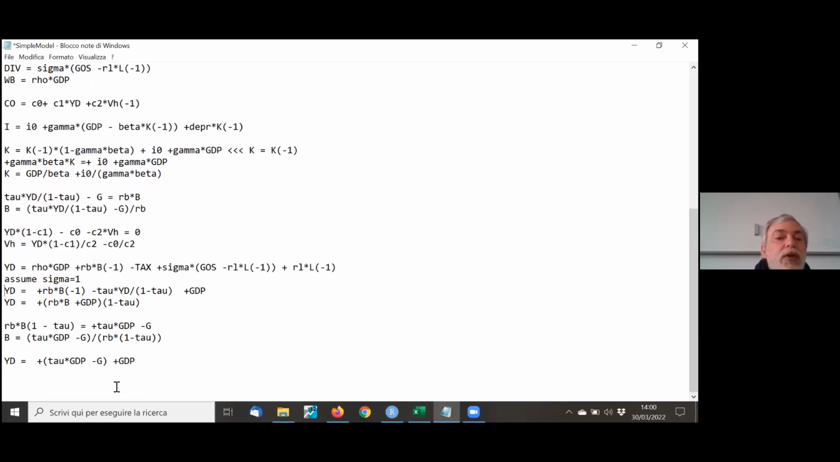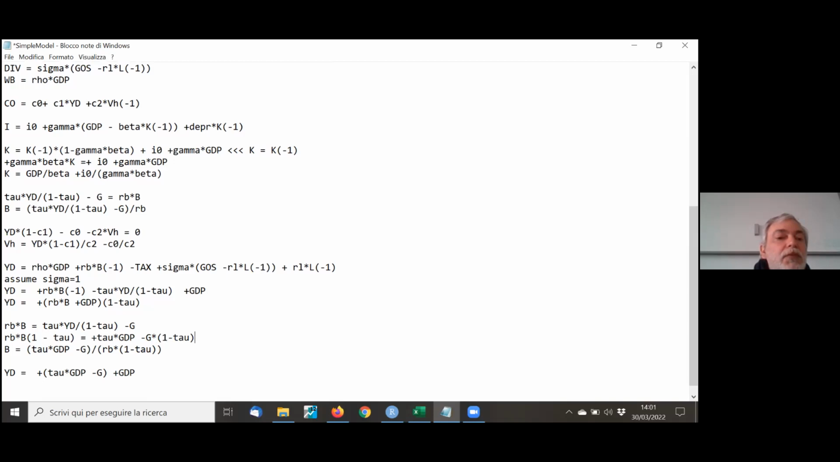So we had this equation for the government debt. So multiply both sides by RB. I did not multiply G by 1 minus tau. So now this should look okay.